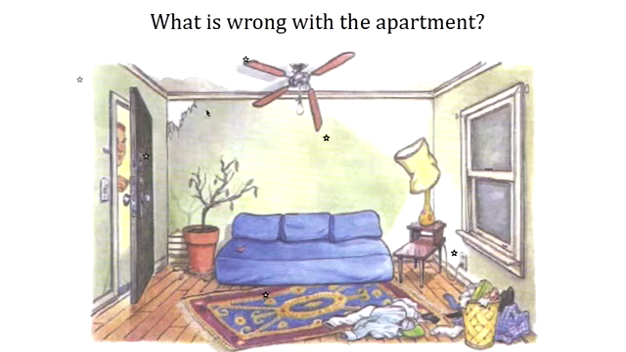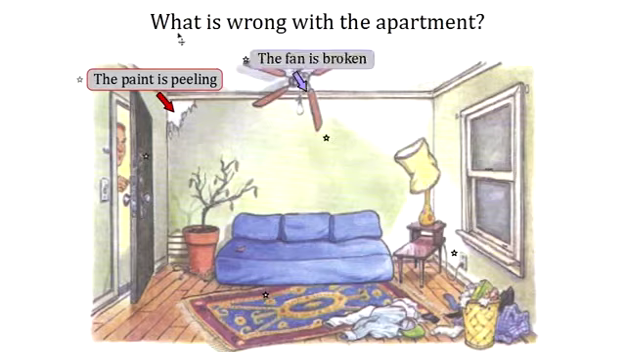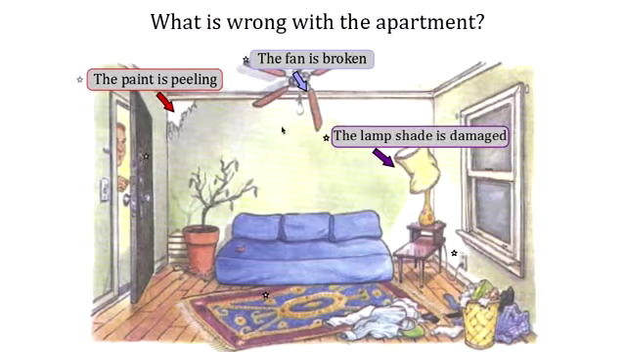So if we remember from the previous video, what do we describe this problem as? The paint, right? And we can say that the paint is peeling, right? What about this fan? Okay, definitely not correct. I could say that the fan is broken, right? And this thing here, let's look at this. This is called a lampshade, and I could say that the lampshade is damaged.